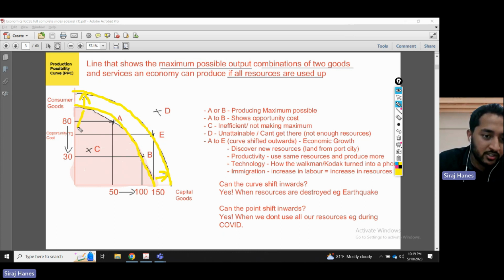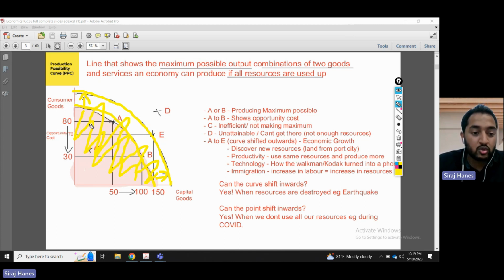First reason, you see your resources here. What if you discovered some other resources? Let's say our country discovered oil. And if you did discover oil, what do you think would happen to your output? It would increase. Now you have more resources. Because you do have more resources, you'd see that the PPC has shifted outward. So one is to discover more resources.